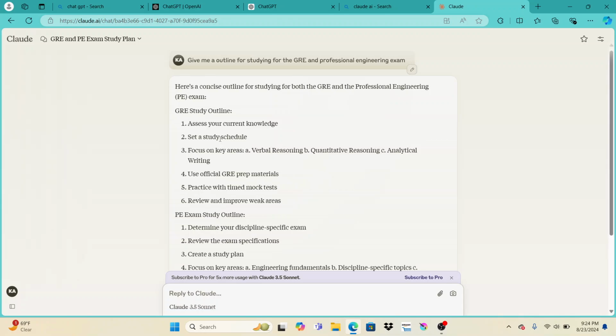Okay, assess your current knowledge, study schedule. Okay, you see how it's giving me ideas to think about. I would not say this is what I'm looking for. I'm looking for something like: you're supposed to study topic A, then topic B, spend 2 hours on topic C, 3 hours on topic D. That kind of stuff is what I'm looking for. But you see how using this AI tool here, it didn't really give me what I wanted. It gave me ideas, but not what I really wanted.